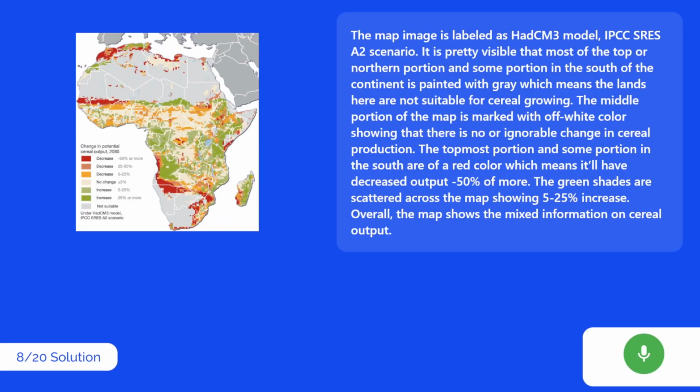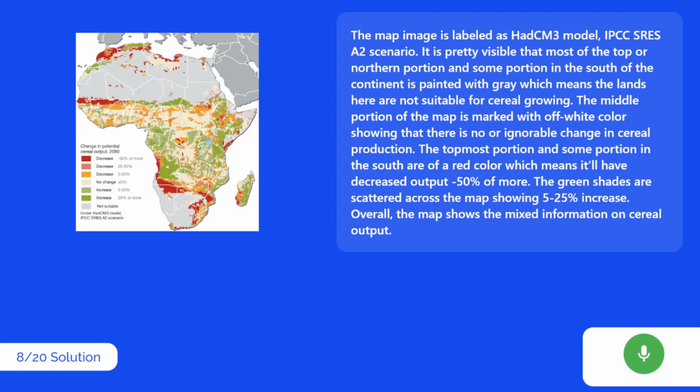The map image is labeled as HadCM3 model, IPCC A2 scenario. It is pretty visible that most of the top or northern portion and some portion in the south of the continent is painted with grey, which means the lands here are not suitable for cereal growing.